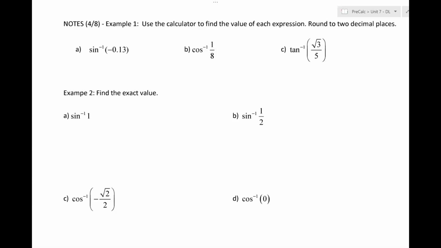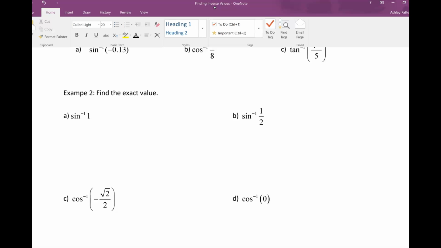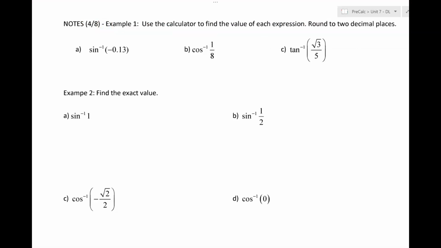So what I'm going to do is take the inverse sine and apply that to negative 0.13. If I'm rounding, because the directions say to round to 2 decimal places, I'm going to get approximately negative 7.47. For 1 over 8, if I take the inverse cosine, I'm going to get approximately 82.82. And then if I take rad 3 over 5 and apply the inverse tangent, we're going to get approximately 19.11. All inverses on your calculator.